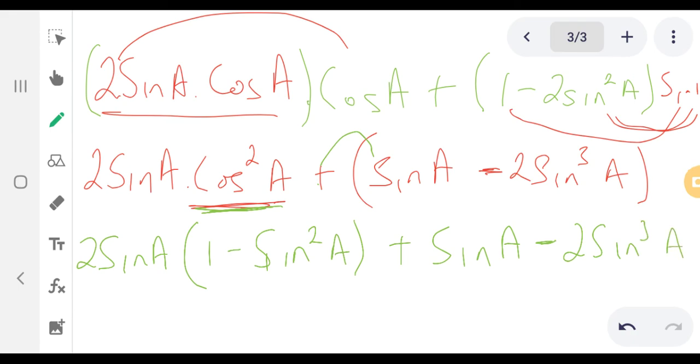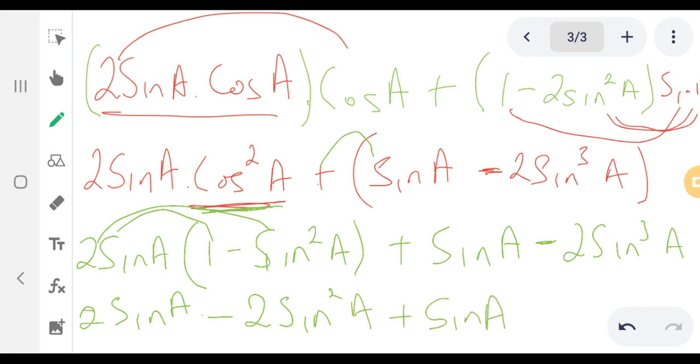Now again, I have two terms inside my bracket, so I will say this one multiplied by this one. It will give us 2 the sine of a, then this one multiplied by this one, which will give us minus 2 the sine cubed of a, plus sine a minus 2 the sine cubed of a. Now guys, we can clearly see that we have like terms. This one here is sine cubed, this one here is sine cubed, this one is sine a, this one here is also sine a.